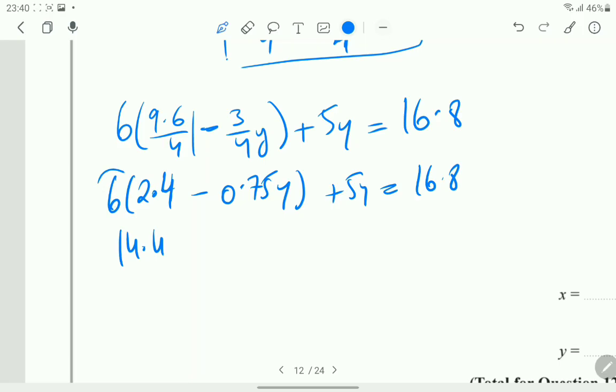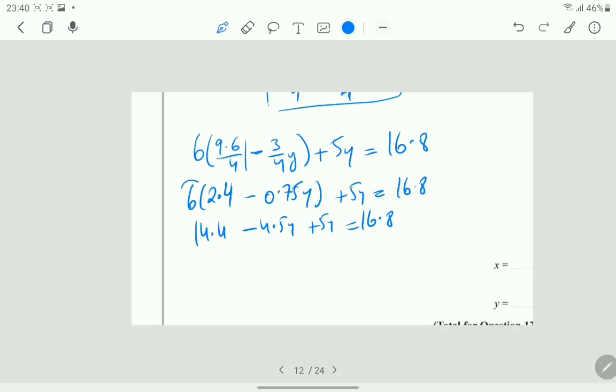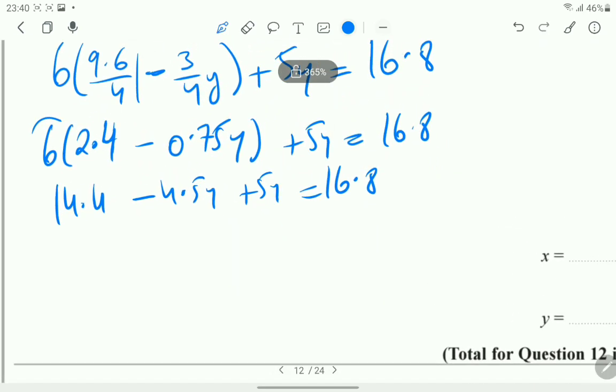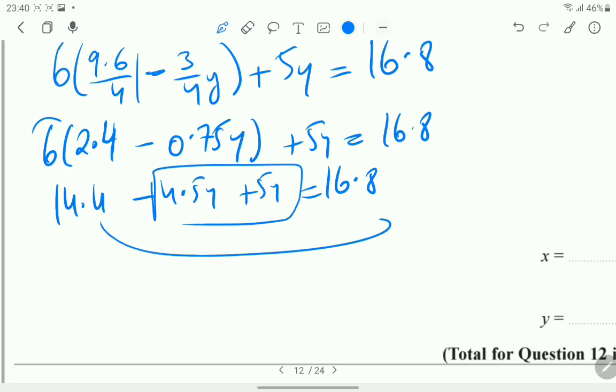14.4, this multiplied with this, and 0.75 times 6 is 4.5 minus 4.5y plus 5y equals 16.8, and we add these and we send this here. We get 0.5y equals 16.8 minus 14.4.